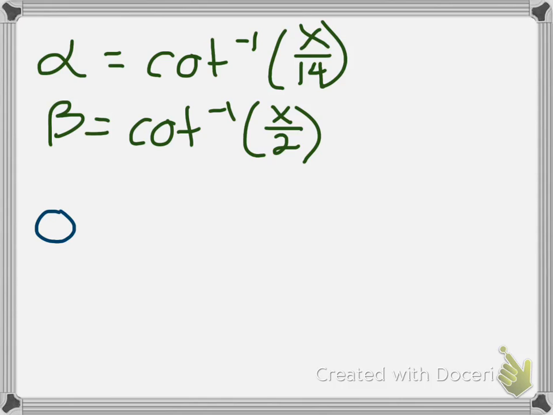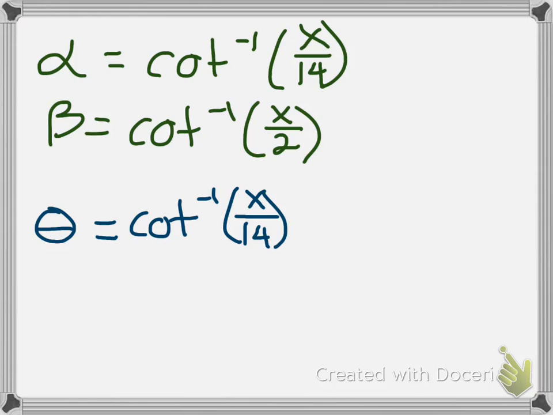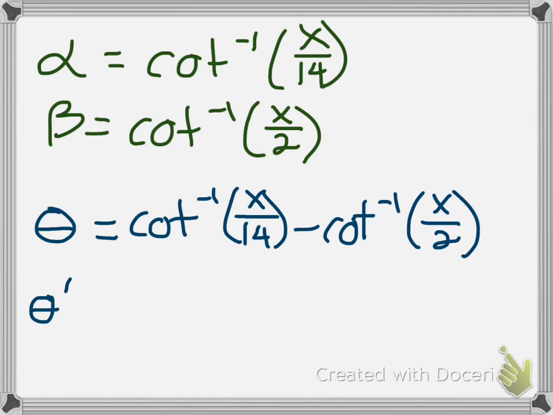And so then what I get to do, and I'll try to do that in a different color, is I now know that theta is equal to alpha minus beta. Theta was the bigger angle minus the smaller angle. So now I have theta equals cotangent inverse of x over 14 minus cotangent inverse of x over 2. I now have theta by itself. So this is what I would then continue on with. Okay, how do I find theta prime?